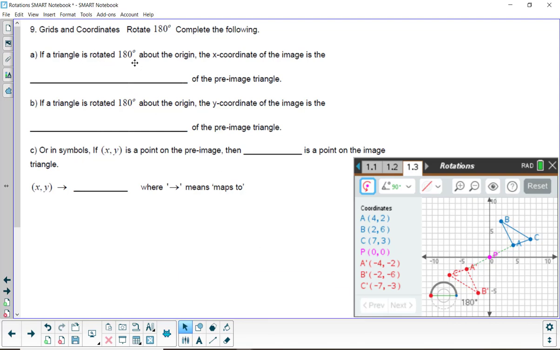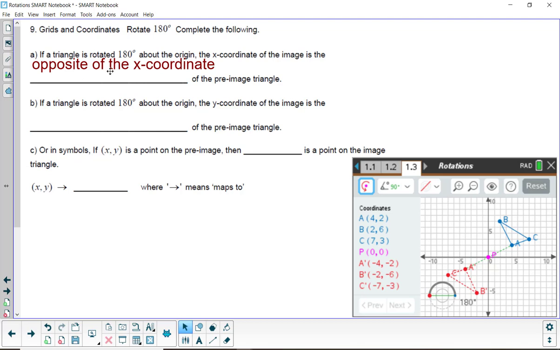So if a triangle is rotated 180 degrees about the origin, now that's important, the x-coordinate of the image is the opposite of the x-coordinate of the pre-image. And if it's rotated about the origin 180 degrees, the y-coordinate of the image is the opposite of the y-coordinate of the pre-image. How we would write that symbolically: (x, y) would map to (-x, -y), as you can see there.